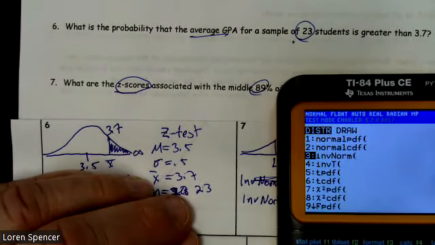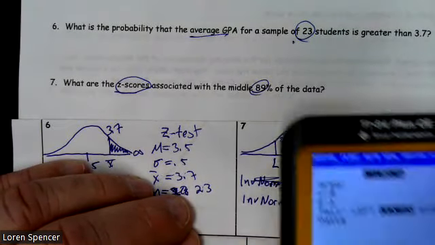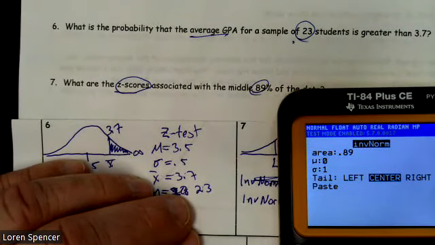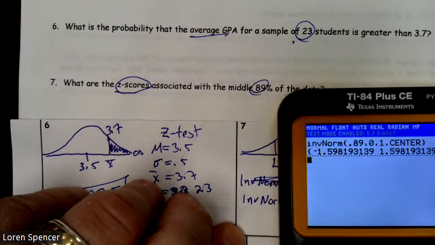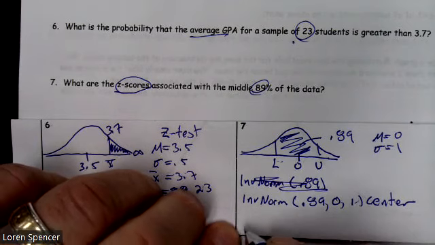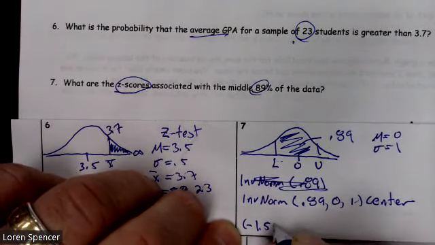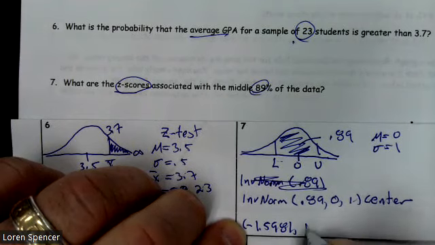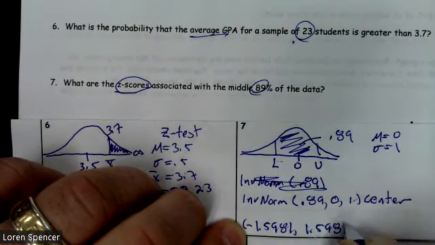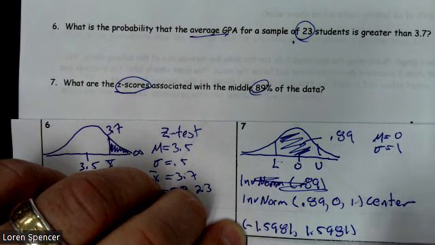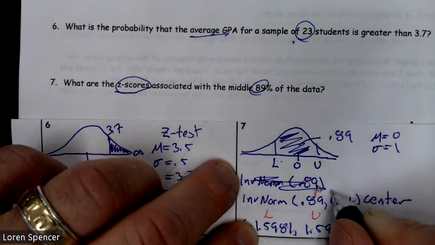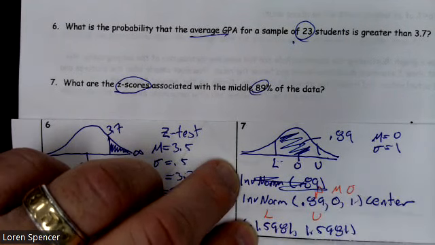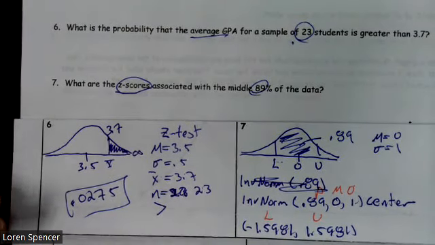Second vars, inverse norm, area 89%, so 0.89. Mean of 0, standard deviation of 1, we needed it centered. We end up getting negative 1.5981 and 1.5981. This is my lower bound. This is my upper bound. This is my probability. This is my mean. This is my standard deviation. All right, so that takes care of scenario 1.